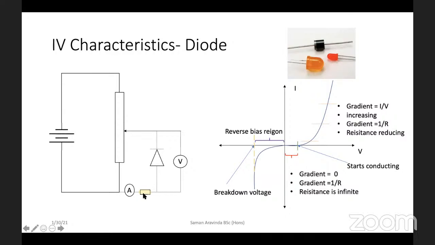A resistor is connected in series with the diode to prevent large currents through the diode which could burn the diode.